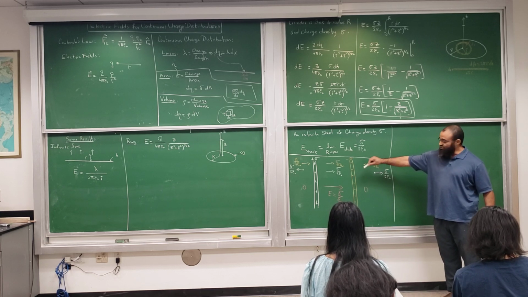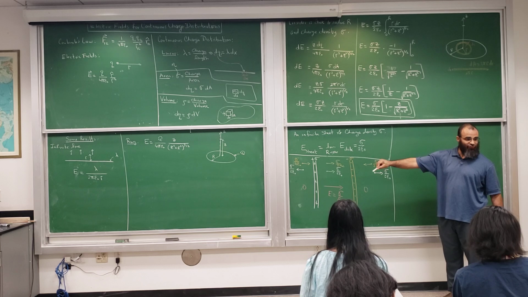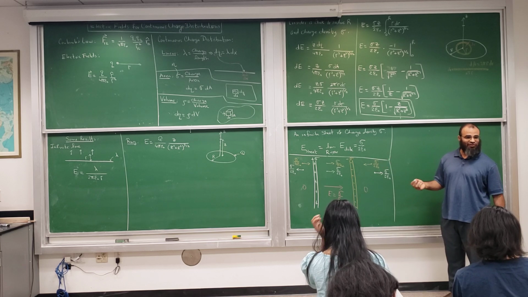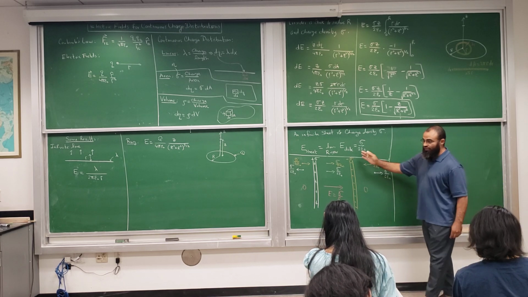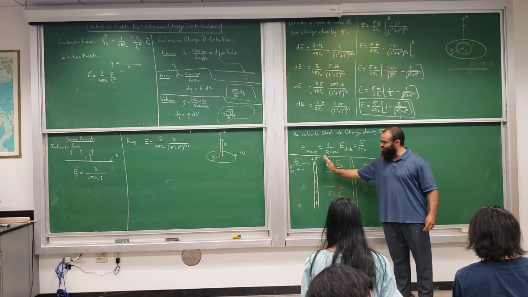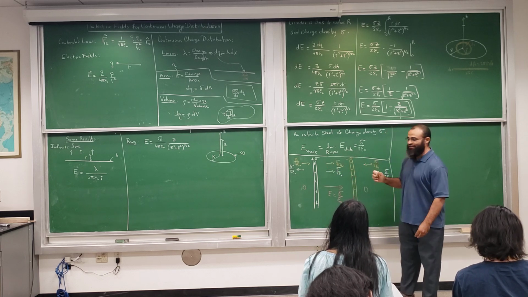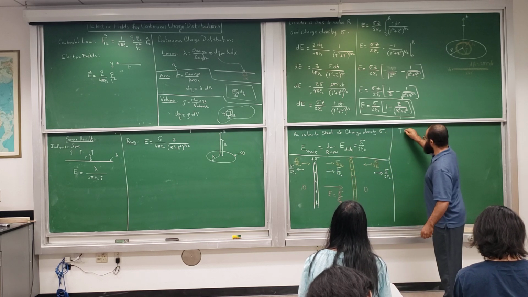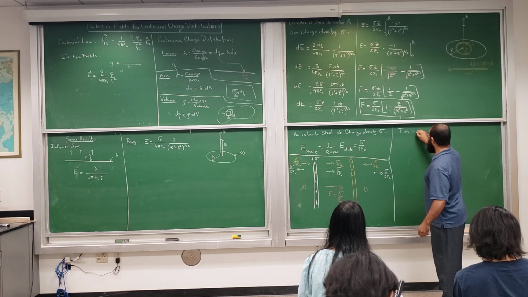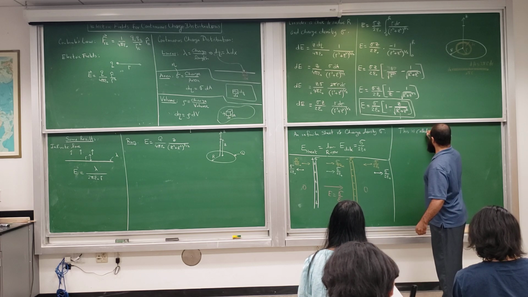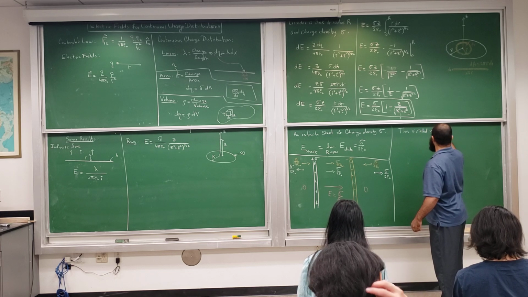So this configuration is called the parallel plate capacitor. This means, referring to this, you've got an infinite sheet and another infinite sheet. So this is called a parallel plate.